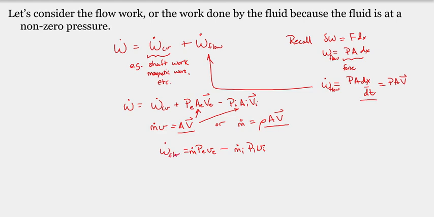So we're going to take these two components, the shaft work term, this kind of arbitrary control volume work term, and the flow work term, and we're going to put that back into the expression we had on the previous slide for the overall conservation of energy for a control volume. So recall that expression.